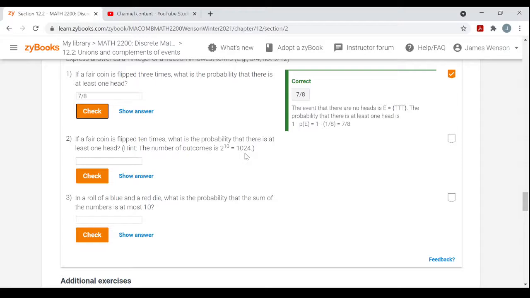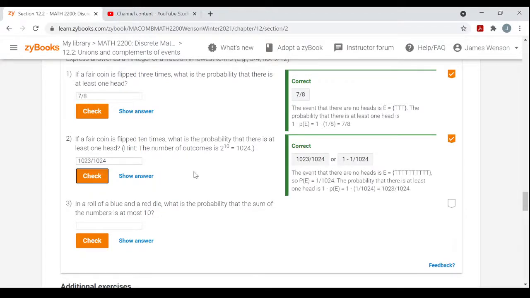The opposite of at least one head is no heads. Well, what if all of them were tails? Well, that's one outcome out of the 1,024. And then I subtract that from 1, and I'll get the probability of flipping at least one head. So 1 minus 1 over 1,024 would be 1,023 out of 1,024. Right? The probability of flipping at least one head.